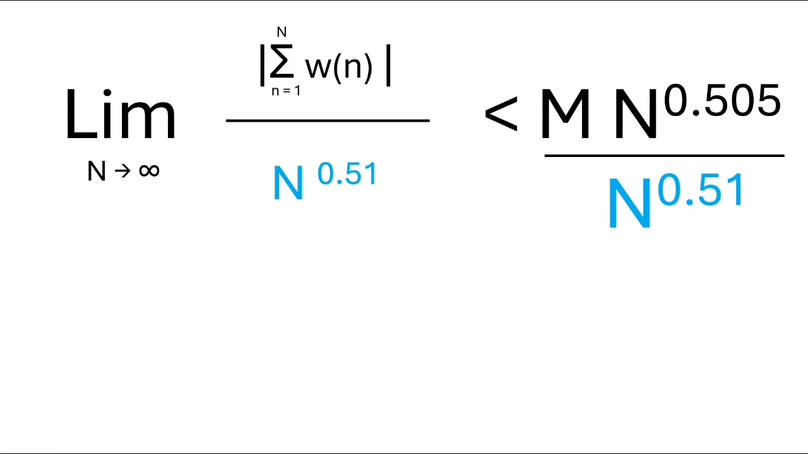So this all now is less than m times the ratio of these two powers of n, right? And we can combine those. And that works out to m over n to the 0.005. Now, let's notice what's happening here. M is a constant. It's not changing. So as n grows, even though that power is very small, the part on the right is actually going to 0, right? N to the 0.005 is eventually going to be so much bigger than m that the right-hand side here goes to 0.